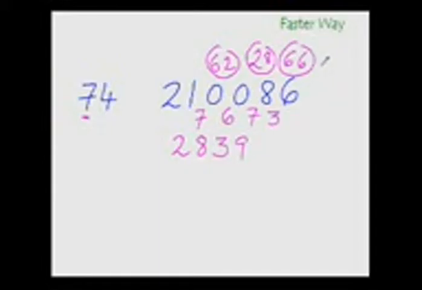So you get a 0 dividend, and that means the answer that we have got so far is the complete answer. So the answer is 2839.